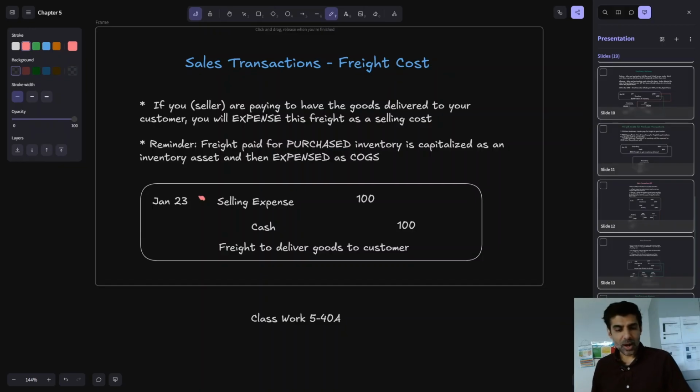Okay, so we're going to record it as a selling expense. So this is separate from cost of goods sold. It's not related to how much you paid for that inventory. It's like this extra service you're providing for your customer. That's what you're expensing.